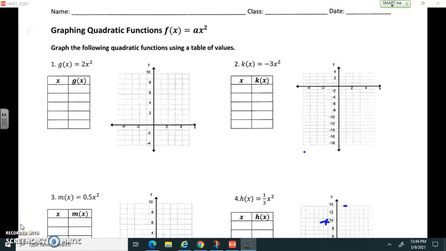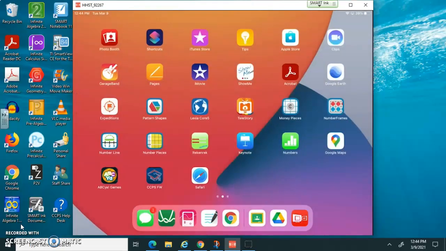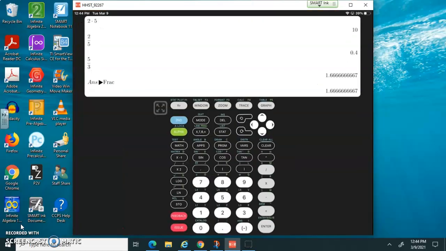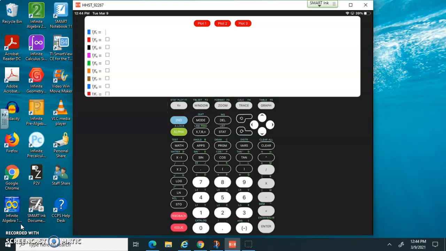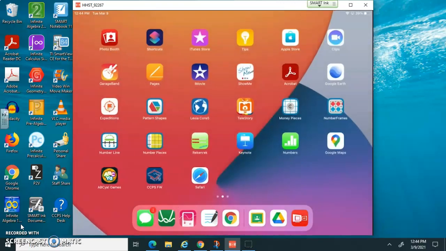Alright guys, we're going to talk about graphing quadratics using a table of values. So here we have our function and we are going to do a table of values. The best way to start is to go to your graphing calculator and hit y equals. If there's something there, clear out your values. And then we're going to put that function back in that we were just talking about.